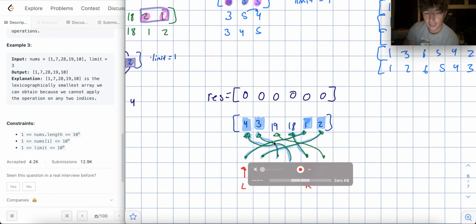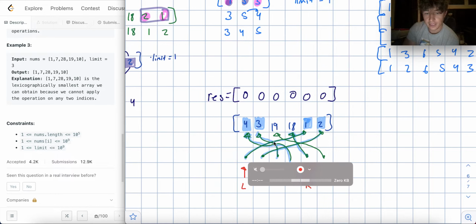Okay. Then I increase R again, and I just ask that question again, right? So I say, okay, is 19 minus the previous element 18 greater than limit? No, so they're part of the same group, right? Now we have our groups, and then we just have to paint over, right?